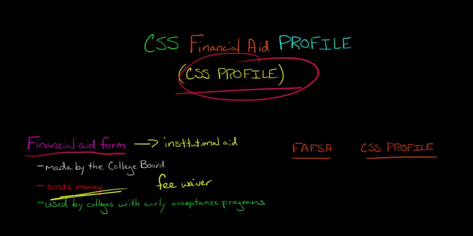Now, many of the colleges that have early acceptance programs use the CSS Profile. And the reason is that the FAFSA form can't be submitted until January 1st of the school year in which you plan to attend. However, the CSS Profile can be submitted several months earlier. You could submit it as early as October 1st of your senior year of high school. So October 1st of the year before you plan to attend.